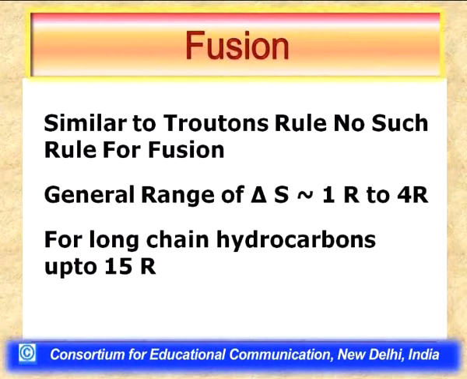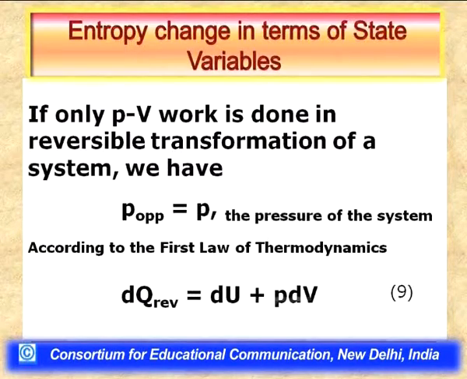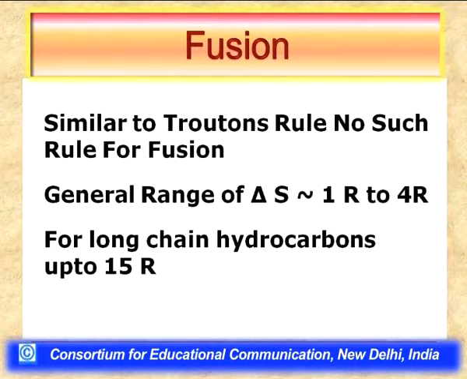Now, the question arises: as Trouton's rule exists for the vaporization process, do similar kinds of rules also exist for the fusion process? The answer is simply no. There is no such rule for the fusion process, and there is no such rule for the sublimation process. But one thing we can say about the fusion process is that for most substances the molar entropy of fusion lies somewhere in the range 1 R to 4 R. What is R? R is the gas constant, whose value is 8.314 joule per Kelvin per mole.